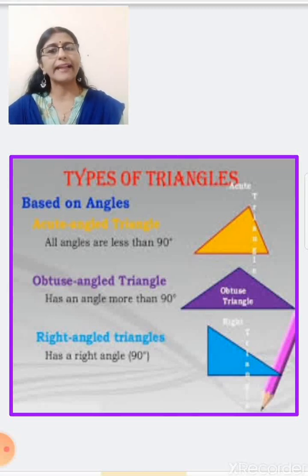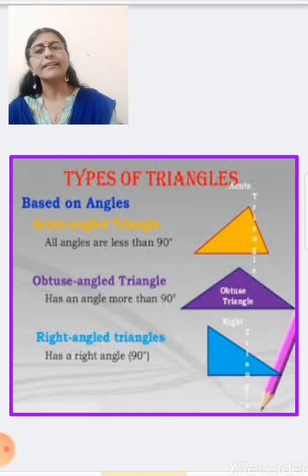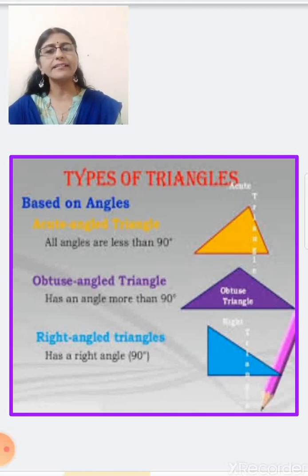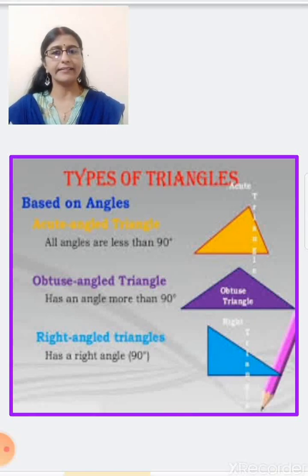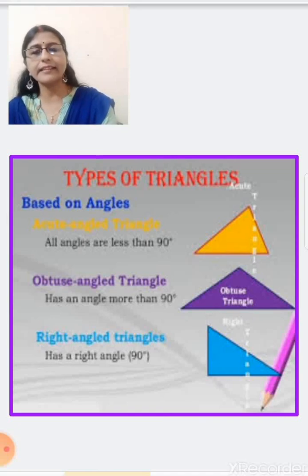Next is obtuse angle triangle. It has an angle more than 90 degree. That means out of 3 angles of the triangle, one angle will be more than 90 degree. Then it is called an obtuse angle triangle. And then the next one is right angle triangle. A right angle triangle has a right angle, means one of the angles will be 90 degree and the other 2 angles will be less than 90 degree. Then it is called a right angle triangle. Now let us see this.